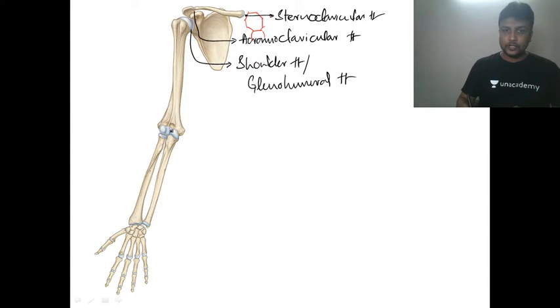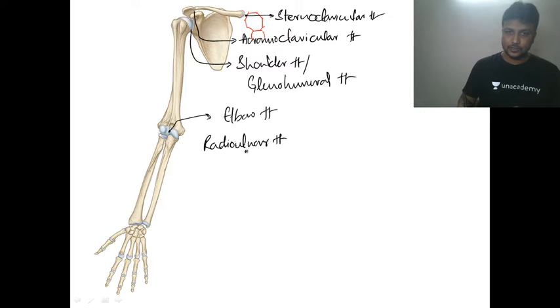And the next joint here will be your elbow joint. Okay. Now after the elbow joint, you can clearly see this is the radius and ulna here, and between this radius and ulna there will be a radio-ulnar joint.